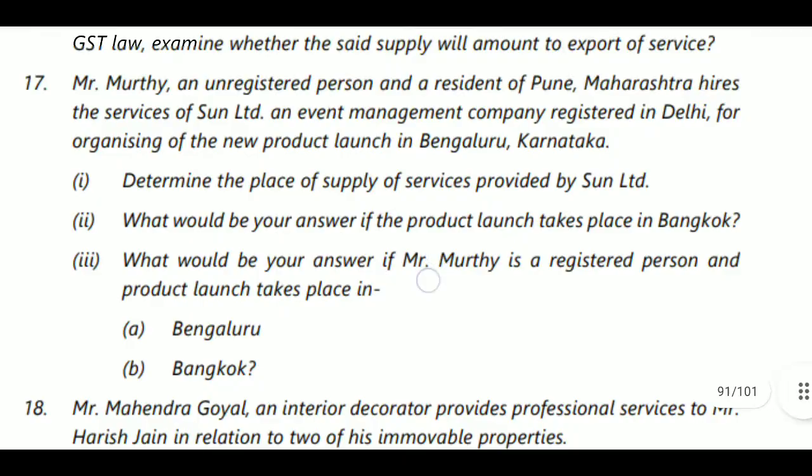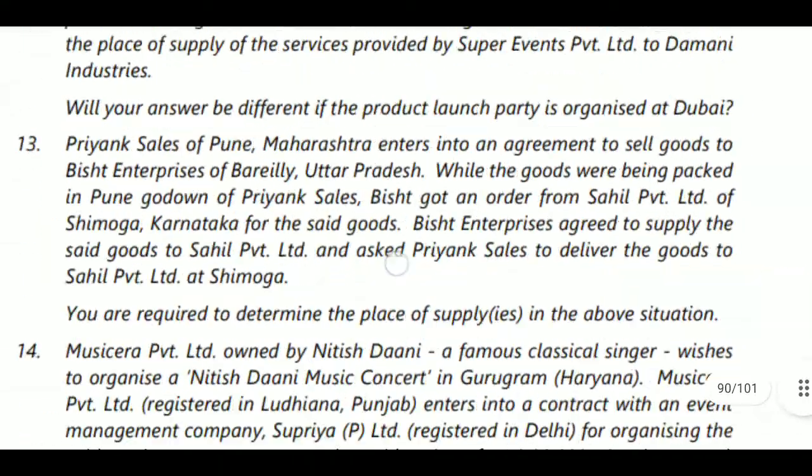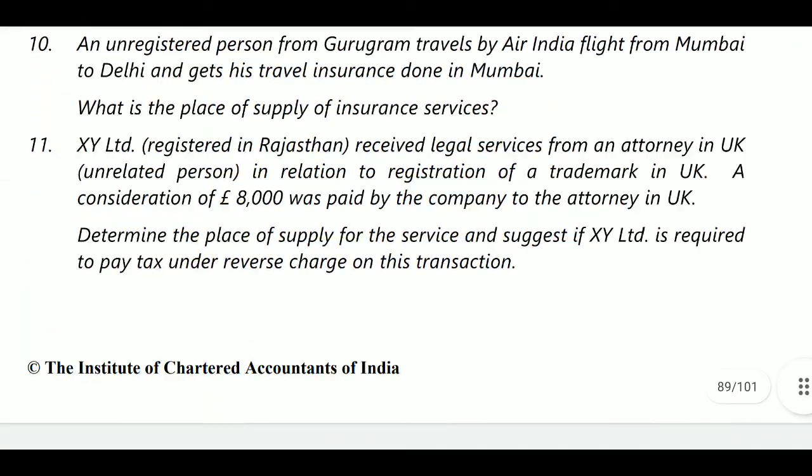Next, question number 11. What is there in question number 11? XY Limited is registered in Rajasthan. It received legal services from an attorney in UK, a person unrelated to the registered person. So where is the unrelated person staying? He is staying outside India, that is UK.